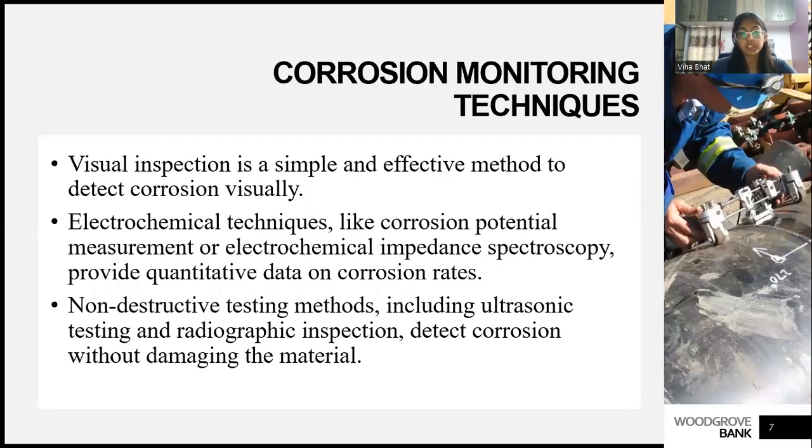Next is corrosion monitoring techniques. Usually visual inspection is enough and it's an effective method to detect corrosion visually. Next is electrochemical techniques like corrosion potential measurement or electrochemical impedance spectroscopy, which provide quantitative data on the corrosion rates. It tells you how fast or how slow corrosion is happening. Next is non-destructive testing methods, which include ultrasonic testing and radiographic inspection, and detect corrosion without damaging the material.